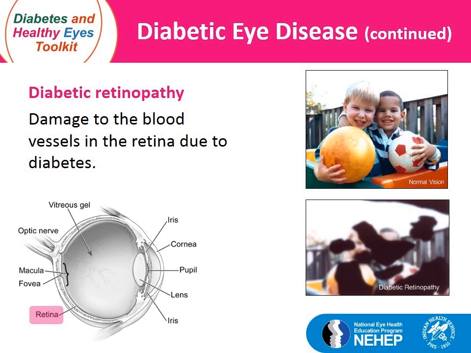saline solution. So it's really important to remind people with diabetes that they should have a comprehensive dilated eye exam at least once a year to help detect diabetic retinopathy in its early stages before the person even realizes that they may have it and have vision loss.